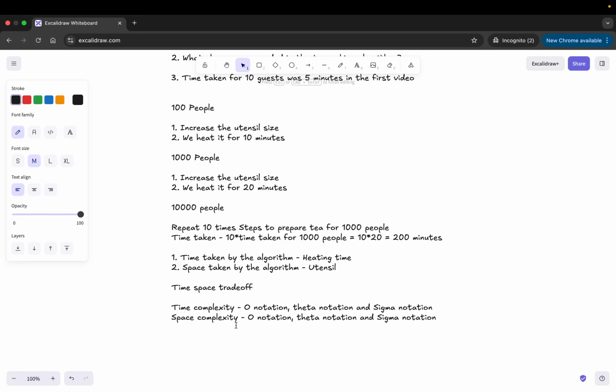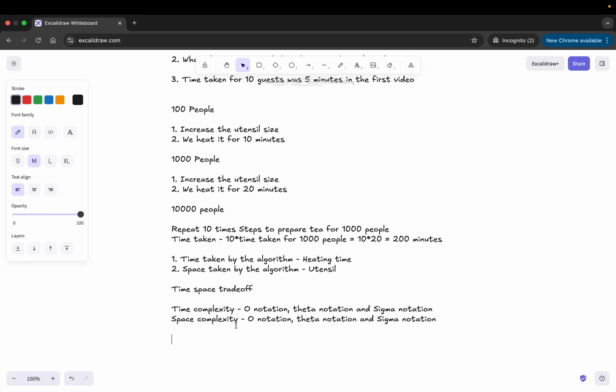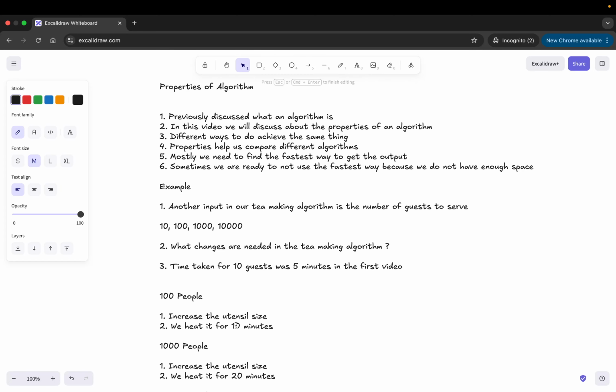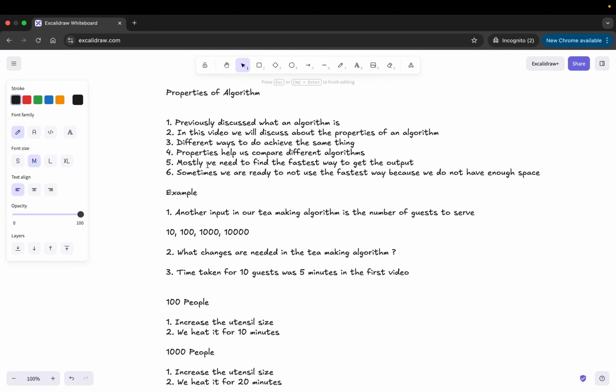We'll be explaining the time and space complexity in detail in the following videos, but in this video we are just explaining that the two major properties of an algorithm are the time complexity and the space complexity. That is the time the algorithm will take and the space, the amount of memory, that the algorithm takes.